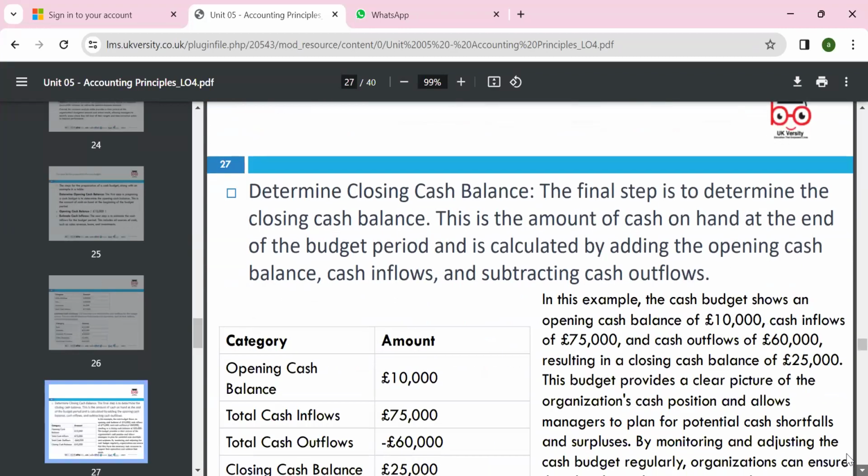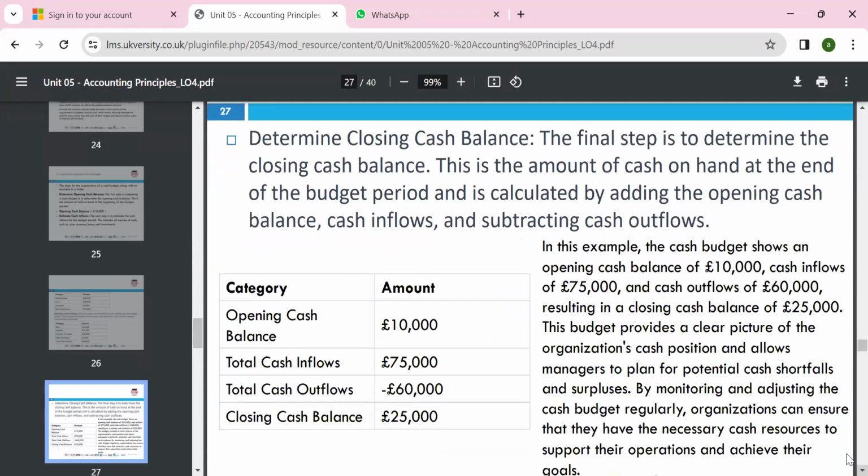So we can determine the closing balance of the cash. We can look at the balance brought forward, how much inflow we had, the money coming in, and how much is the outflow. So you have 85,000, because 10 is the starting balance and 75 will come. That's 85. 85 minus 60 is 25,000, which is your closing balance.